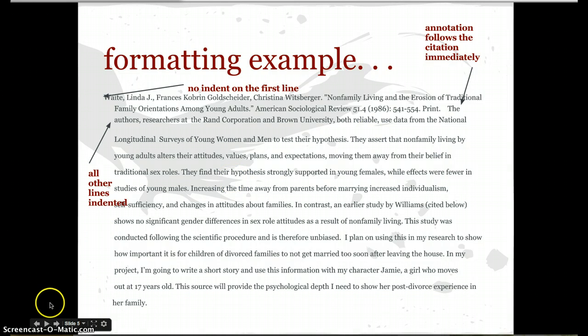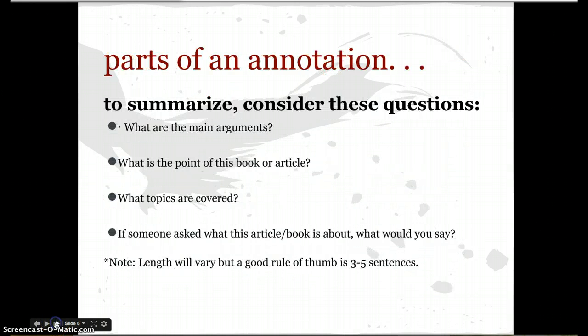And now we're going to look at the different components of an annotation. The first component is a summary. And to summarize, you consider, what are the main arguments? What are the author or authors saying about your topic?